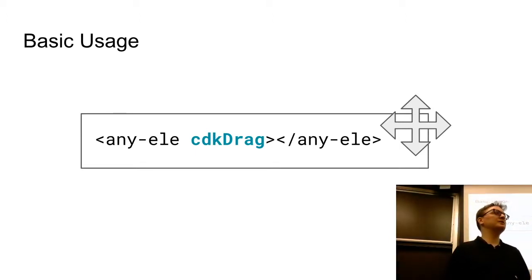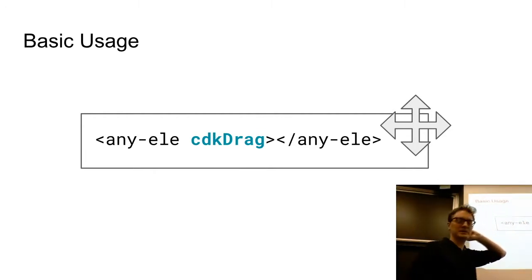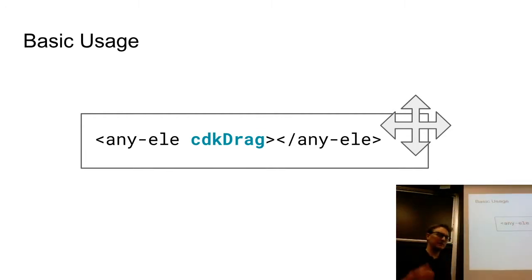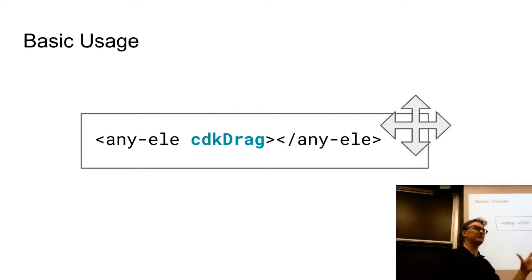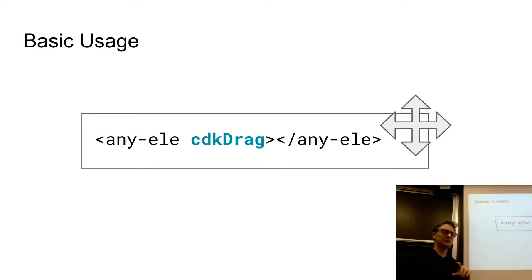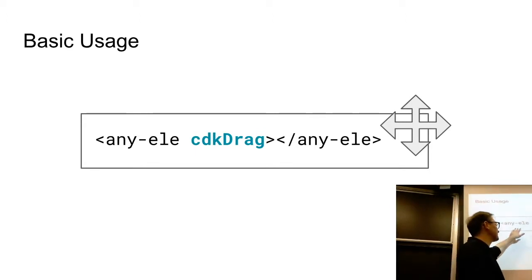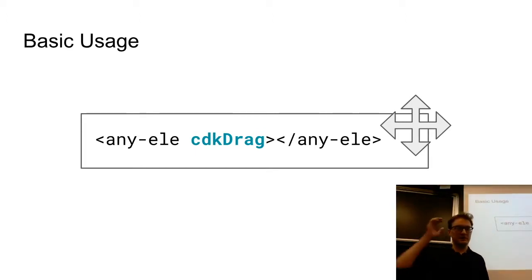So the basic way to use the drag and drop feature is to simply add the CDK drag directive to an element in your template, and that will make that item able to be dragged freely anywhere on the screen. If you're not familiar with directives in Angular, they're similar to components, but they don't have a template. It attaches an Angular TypeScript class to this element and adds code that can work with that element. In this case, it's going to add this drag ability to the element without changing anything else about the element.